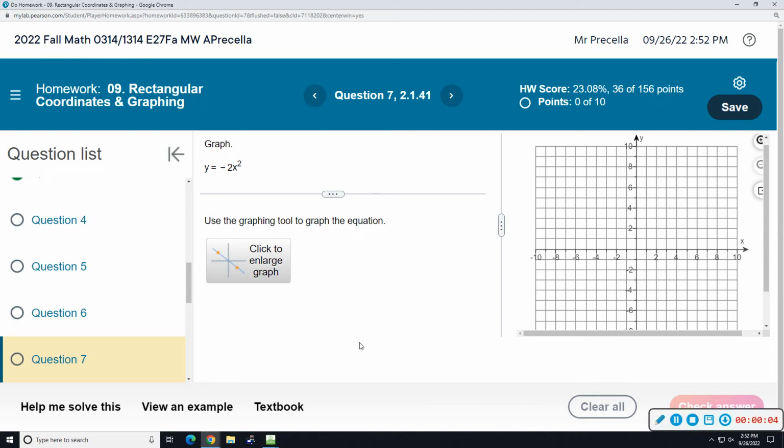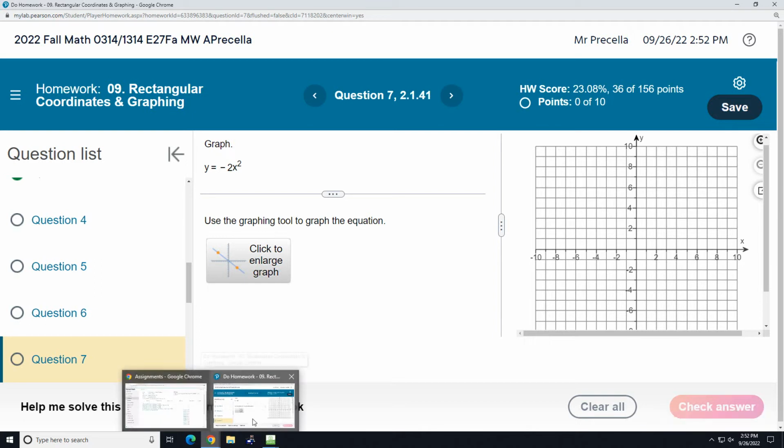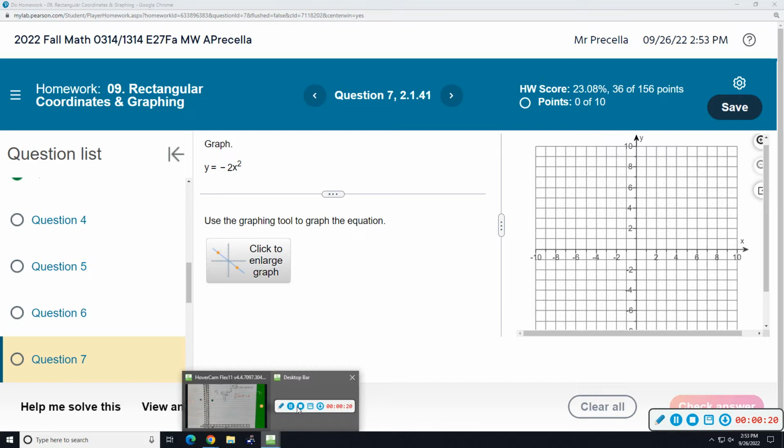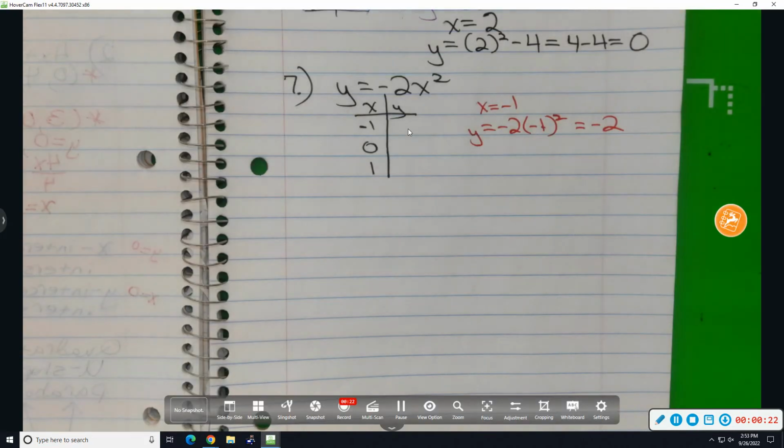Well, this is Mr. Precella. We're starting back on this problem number 7. For some reason, the video froze, so we had to stop it and start all over. Notice we're trying to graph a parabola. We went through, and we're creating ordered pairs.